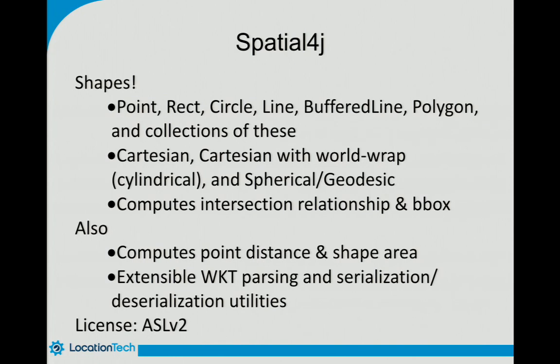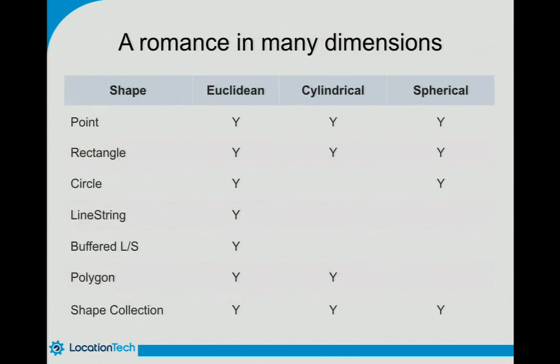Spatial4J is used to calculate distances on the world. So it's very useful, rather than JTS, which is used to calculate distances more at the city level. This is kind of described as a romance in many dimensions. You can see JTS was focused more on the Cartesian plane. Spatial4J is looking at other projections such as spherical or Euclidean.